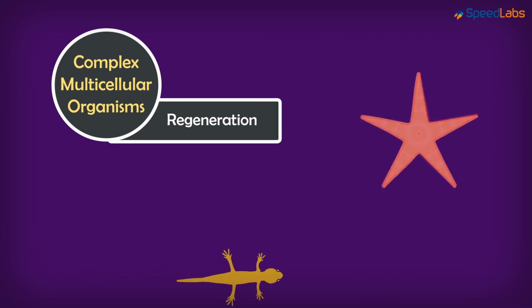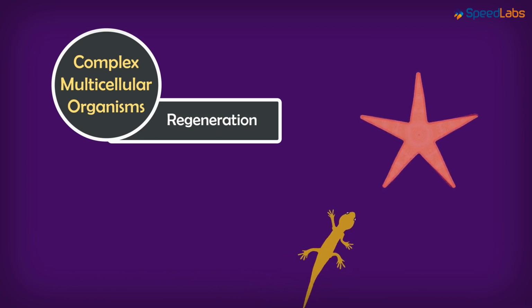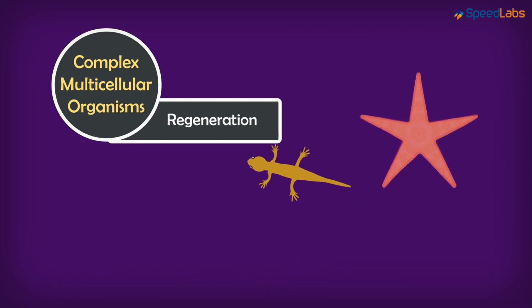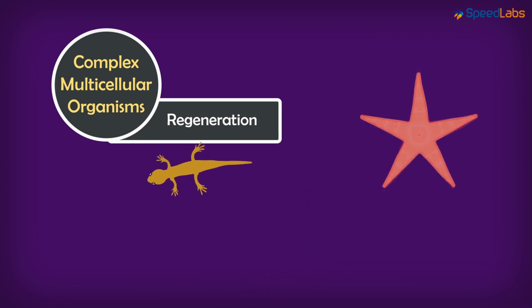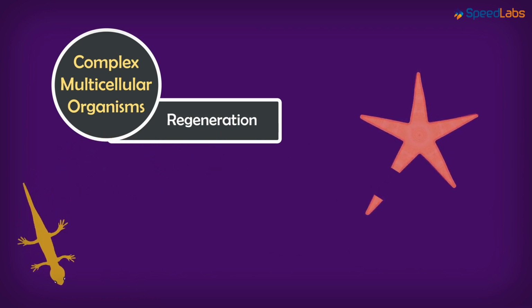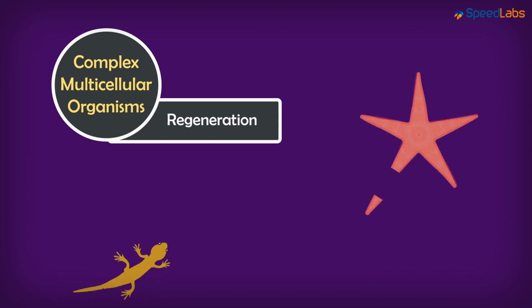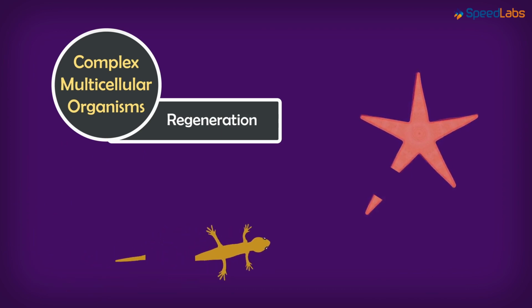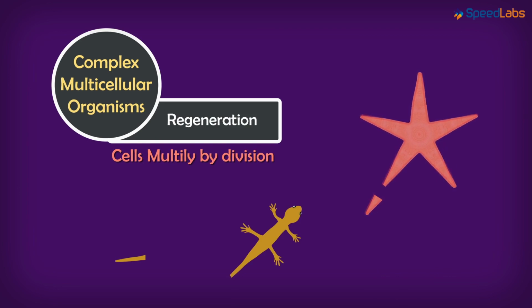Yes, you heard me right. Regenerate their lost body parts. Isn't that pretty amazing? If the starfish loses a limb, it can regenerate a limb in a few months' time. Even the tail of a lizard can be grown back to its normal size. The regenerated body part is as good as a new one. In both these cases, cells multiply by division and enable organisms to regenerate their lost body parts.